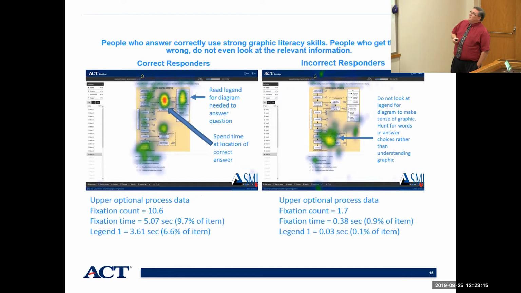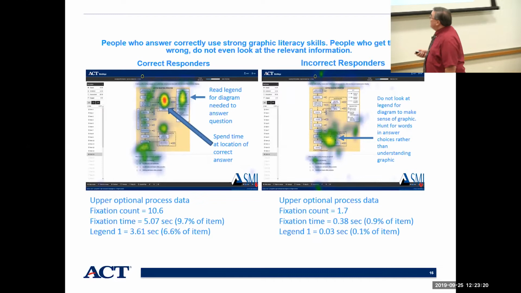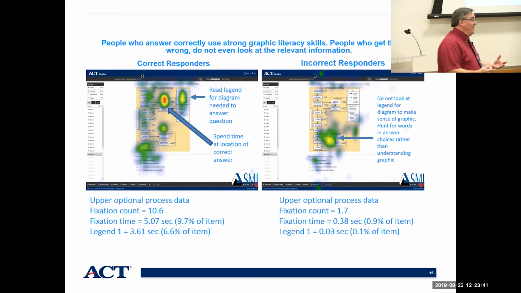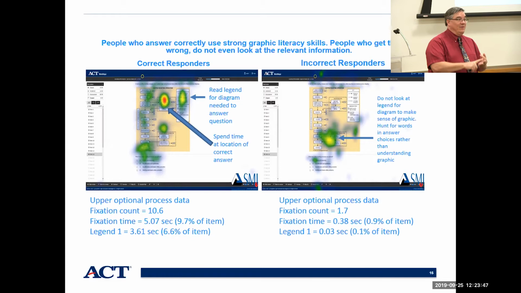One of the other things that we found is that people who answer correctly use strong graphic literacy skills; they read the legend. People with low graphic literacy skills never read the legends. They don't read the keys. They don't read the axis labels. So as a follow-up, we told the Key Train folks, you need to put this as really important information. If you want to improve your graphic literacy, the first thing you need to tell people is that they need to read legends, keys, and axis labels. This is one of the most fundamental skills. If you don't read the key or the legend, you have no idea what the graphic is telling you. And so we could use this information to guide instruction.